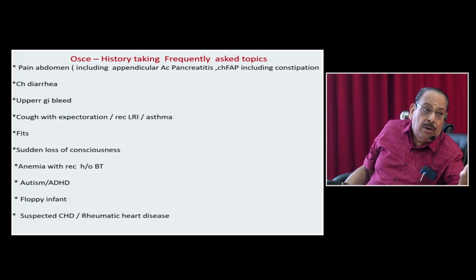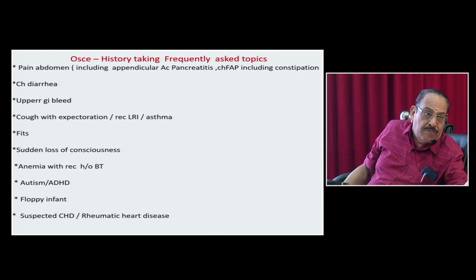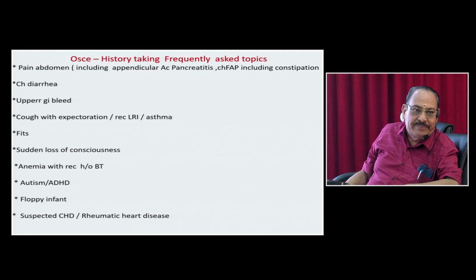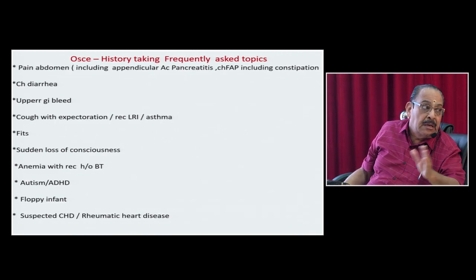What history will tell you that there is a red flag sign or not? Why do you want to know about red flag sign in pain abdomen? Because of organic nature. 10% of abdominal pain will be only organic. 15% may be psychological. The other 75 to 85 goes under the category functional abdominal pain in pediatrics.